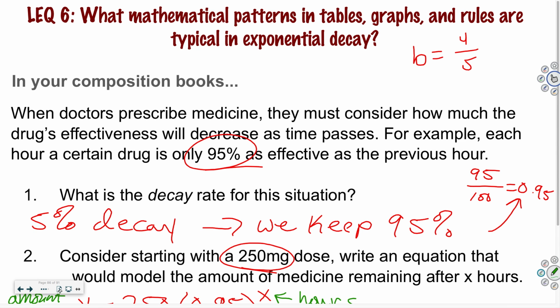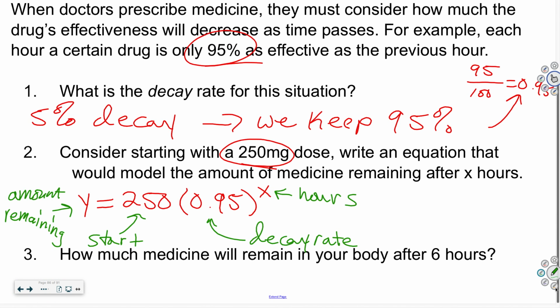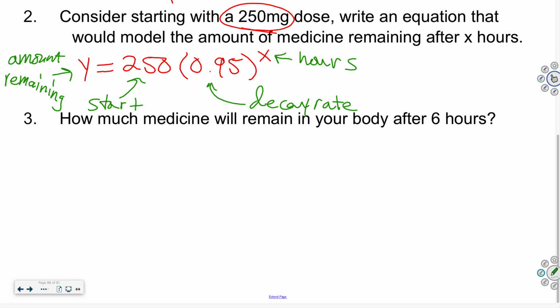Number 3. The question says, how much medicine will remain in your body after 6 hours? Okay, 6 hours is an example of what? That means x equals 6, to translate that into mathematical terms. So you rewrite the problem and you raise it to the x power. To what power? The 6th power, right?